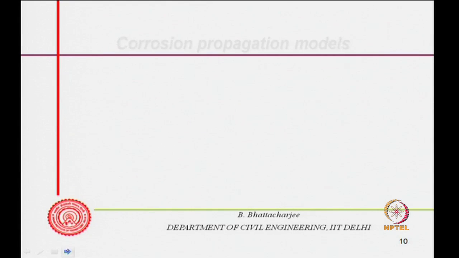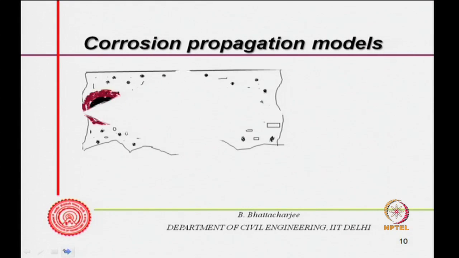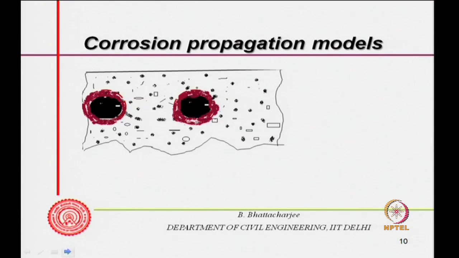Now, the phenomenon is looked upon like this. This is your concrete and this is the rebar. The corrosion has occurred here, here and here; the red color shows corrosion product has formed. Now, this will exert a kind of pressure.